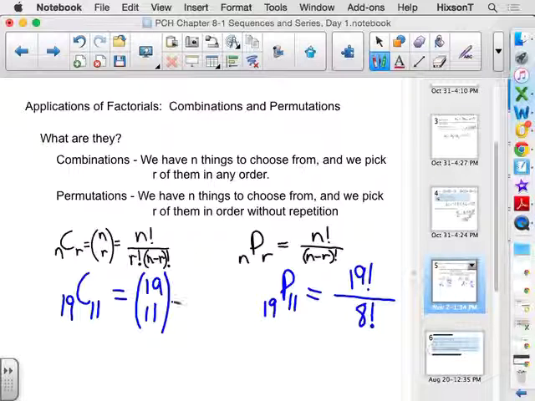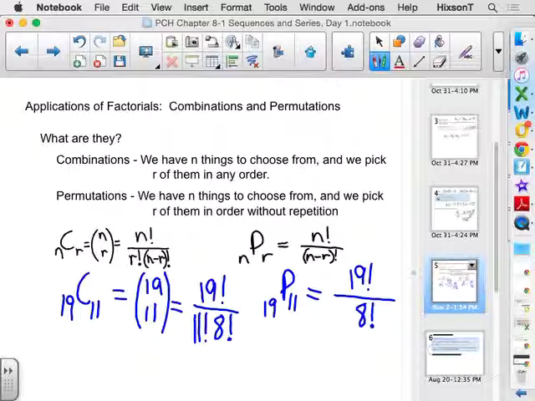Now, over here with the combination, I still have 19 factorial. The n minus r eliminates, that's the 8 factorial. That eliminates the 8 people that we're not concerned about right now. But I also need to eliminate all the sets where I have the same 11 people, but they're just in different orders. Okay? So the way I do that is with this r factorial. 11 factorial.